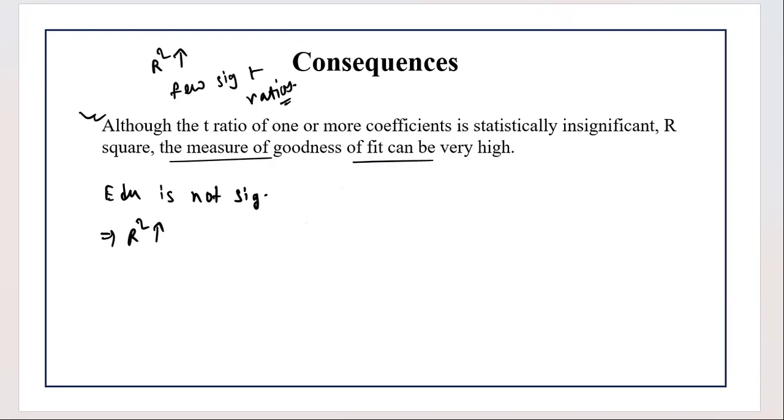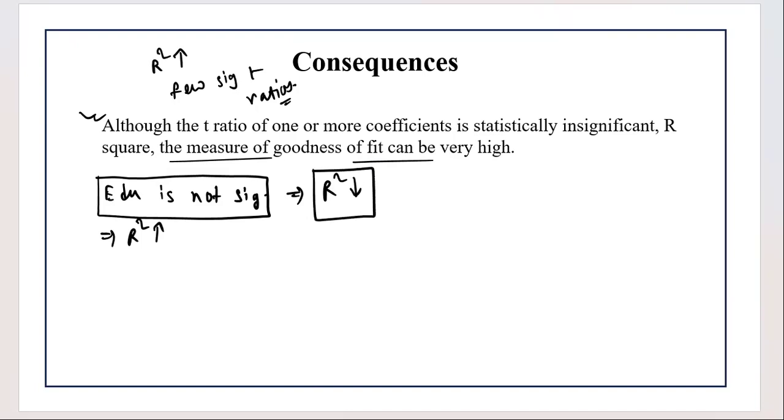Right? In this particular scenario, ideally, what should have happened? R square should be very low. If you are saying that your explanatory variable is not at all significant, then ideally R square should have been very low because the model has no explanatory power. R square measures the goodness of fit. Hence, ideally, in the normal scenario, R square should have been very low. But if multicollinearity is present, you will see that R square is still showing up to be very high. This is the consequence, right? Under multicollinearity, R square will be very high.